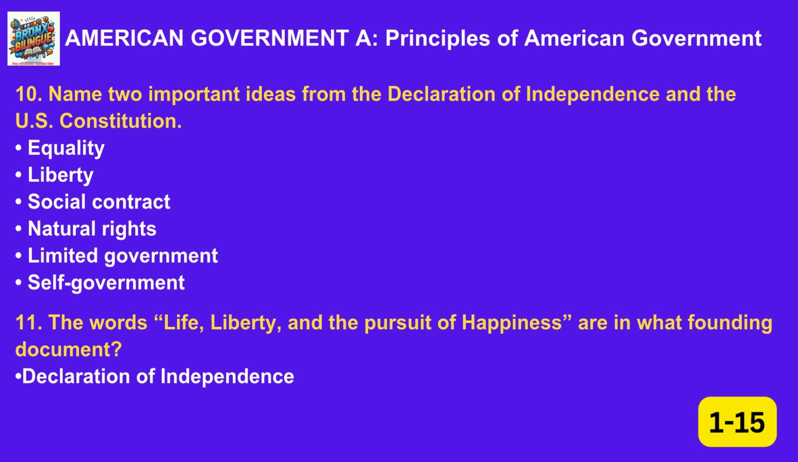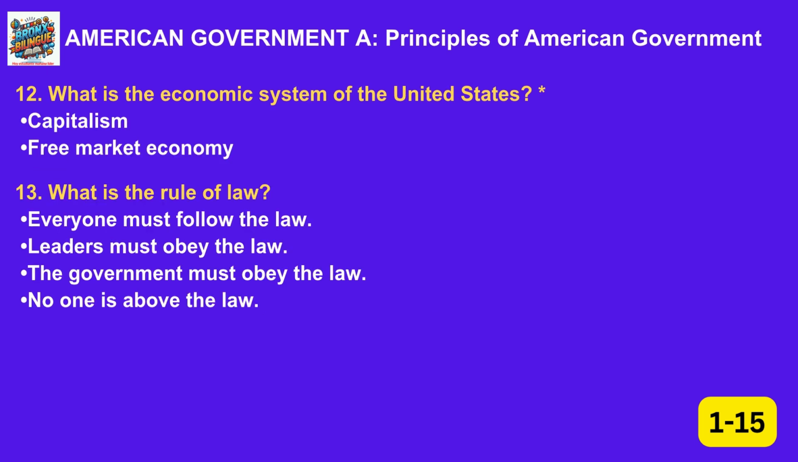Constitution. Equality, liberty, social contract, natural rights, limited government, self-government. 11. The words life, liberty, and the pursuit of happiness are in what founding document? Declaration of Independence. 12. What is the economic system of the United States? Capitalism. Free market economy.